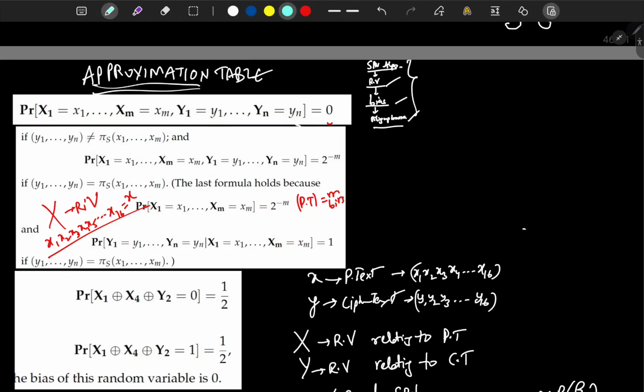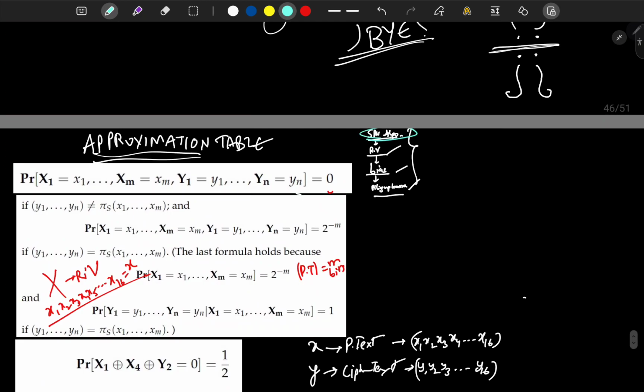So in last class, what have we seen? Tell me: the SPN algorithm, and after that we saw random variables, and using normal mathematical concepts from random variables we defined the bias, and then we studied the piling-up lemma.